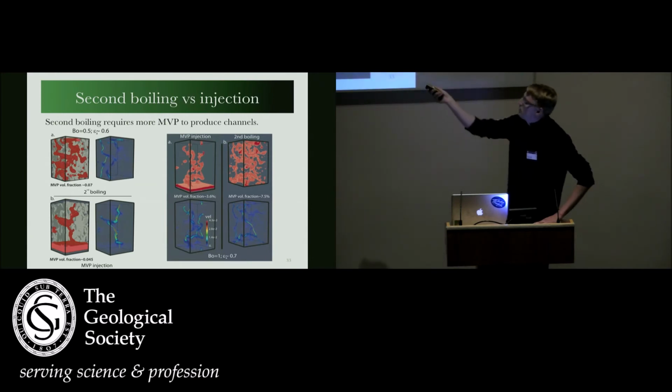And we do this for several bond numbers, essentially. It's bond number 1, at the crystal volume fraction of 0.7, and this is slightly lower crystal content, bond number 0.5.